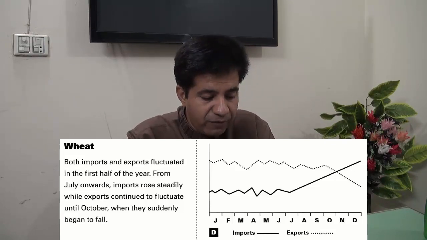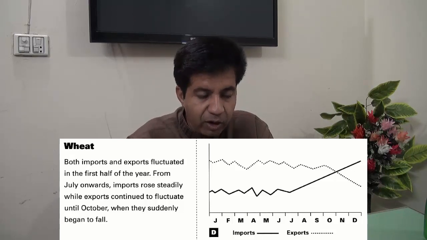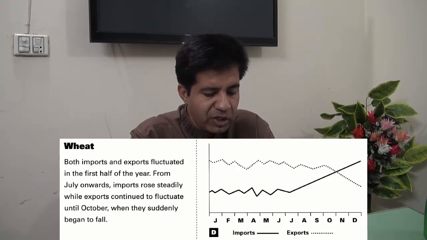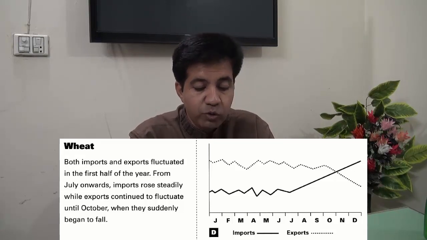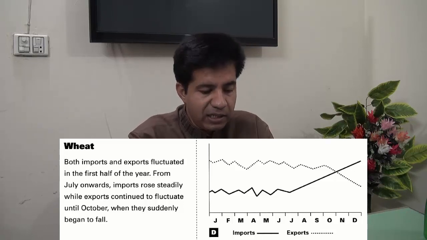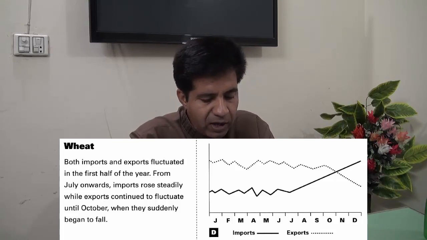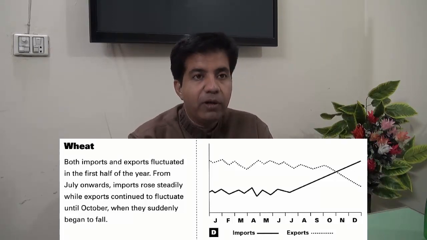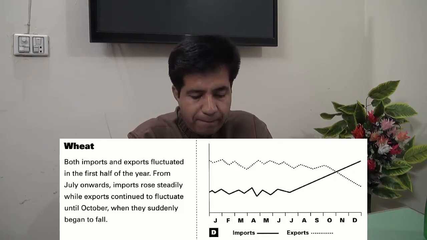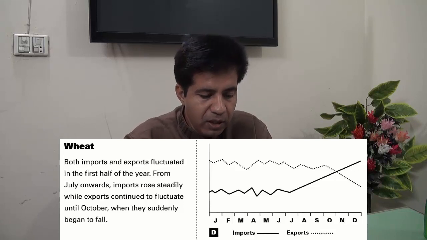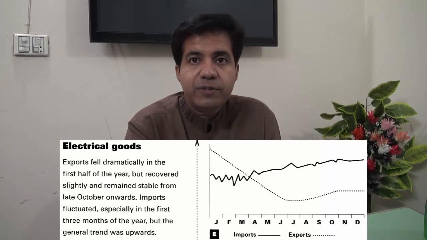From July onwards, imports rose steadily. Can you see that? Yes, sir. July onwards, imports rose steadily while exports continued to fluctuate until October. Can you see that? Yes, sir. Until the month of October, exports continued to fluctuate when they suddenly began to fall. Correct? Yes, sir. Exports suddenly began to fall, and before that they fluctuated. Okay, let's go ahead. The next one is electric goods.